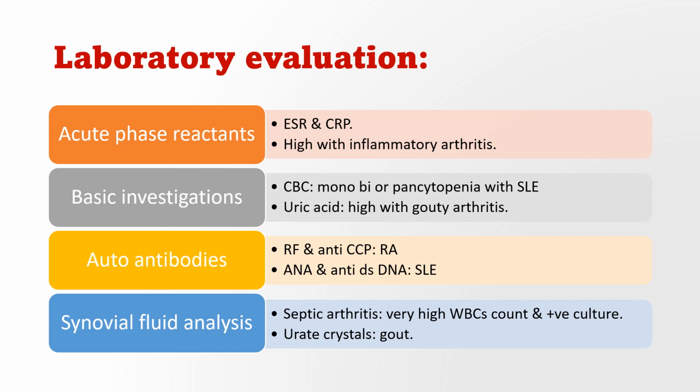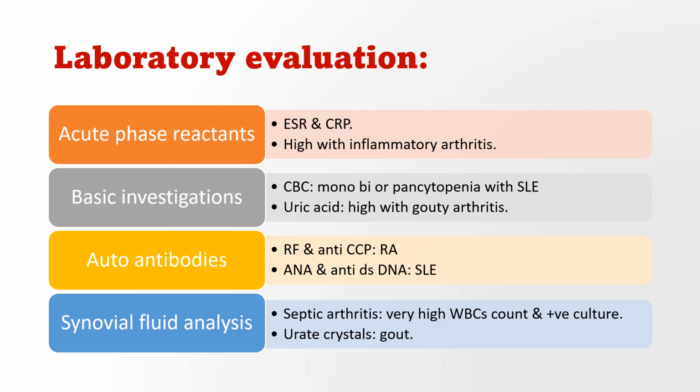As regards the laboratory evaluation, we will start with the acute phase reactants like ESR and CRP. These are markers of inflammation that become high in case of inflammation. So they can differentiate between inflammatory and non-inflammatory arthritis. They will be high in inflammatory arthritis and normal in non-inflammatory arthritis. But you should know that these are markers of inflammation, so they will be elevated with any inflammation, even if there is infection in the body. So they are not very specific for this condition.